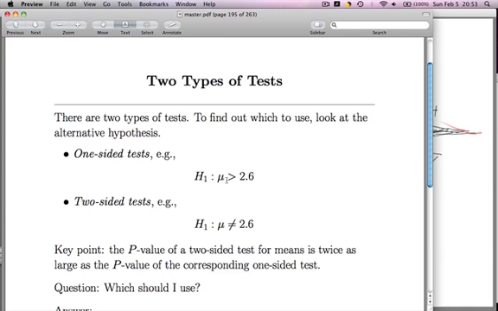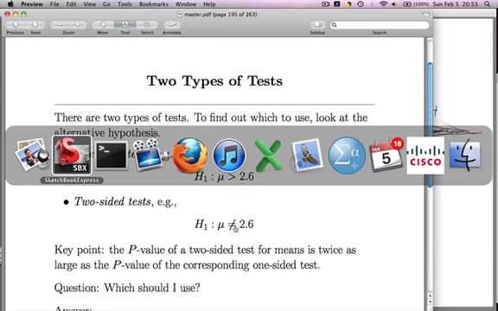If you have no a priori knowledge that the true mean is going to be greater than 2.6, then you're better off assuming a two-sided alternative. So you'd say, I really don't know if it's bigger or less than 2.6. Therefore, I'll be conservative and allow for either tail.